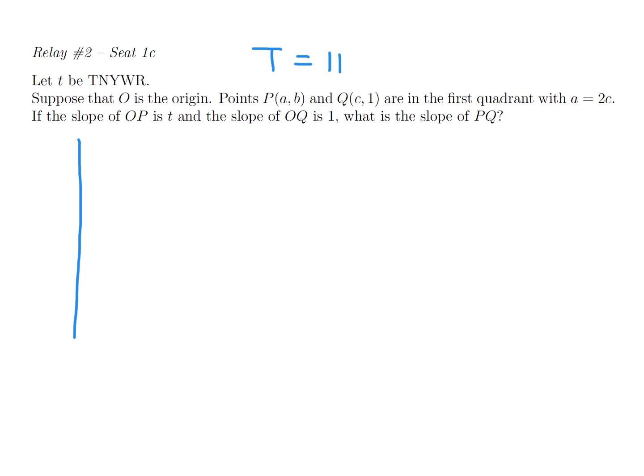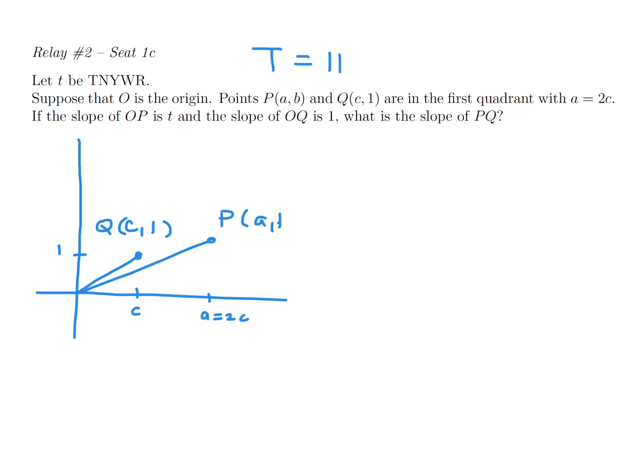All right, so let's draw this as best as we can. Just going to label this. This is 1 and C. This is A, which is 2C. And somewhere, I don't know where it is, let's just put it there. And then that's that one. So this one is C1, and that's point Q. And this one I will call P, which is AB.